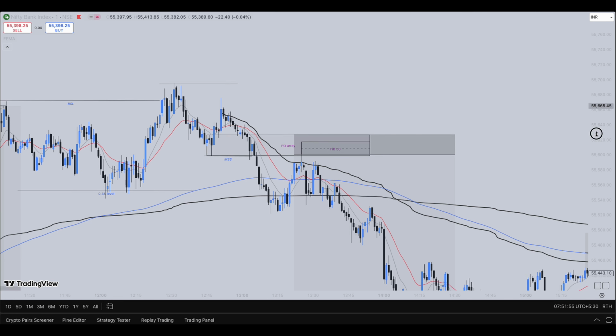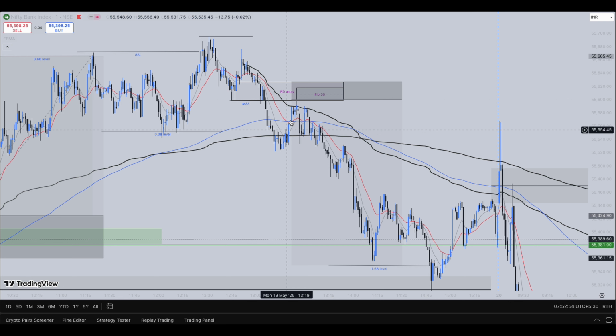The institutional sellers might have exited their positions after this retracement to this mitigation block, and new sellers might have entered. And you can see after this, the market aggressively sold towards the downside, because a lot of buyers might have entered here, and after this kind of market structure shift, guys, again the market retraced back to this mitigation block.